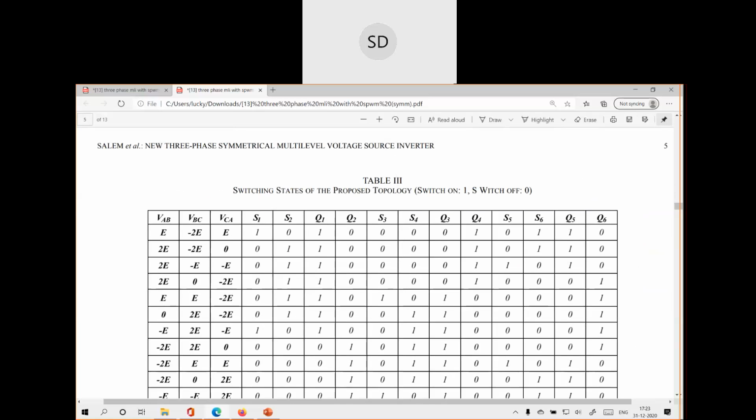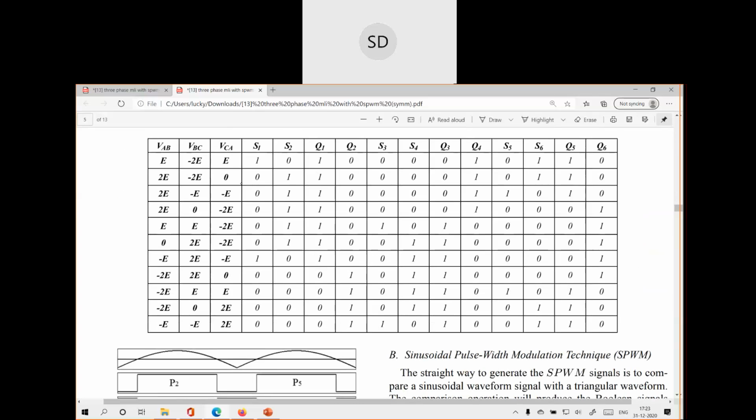And you can actually see here, right? We have different conditions: VAB, VBC, and VCA. So we have different voltages: E, minus 2E, and E. If you are operating with this E, you are getting E, minus 2E, and E in all the 3 phases, right? So that means one switching state.